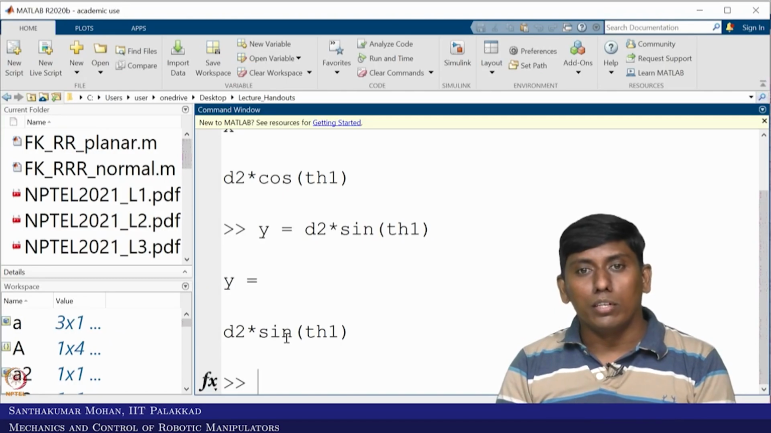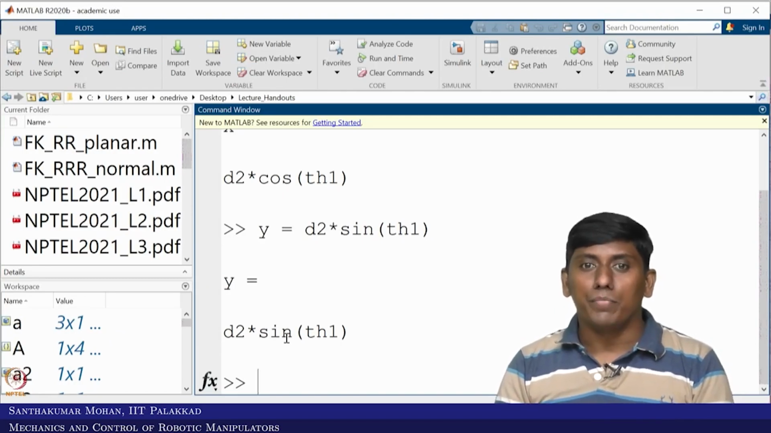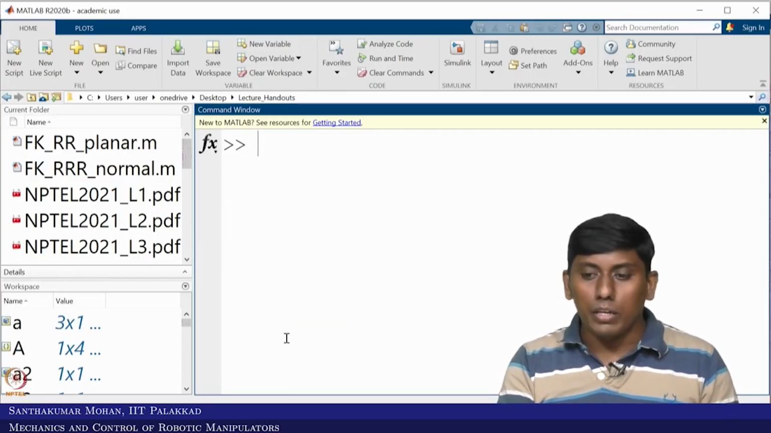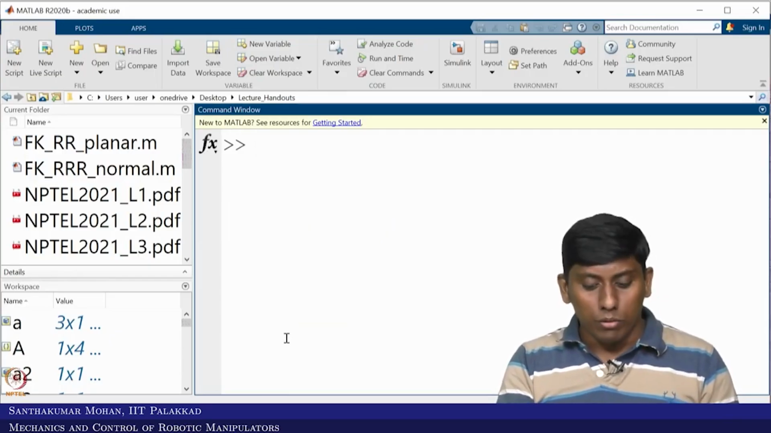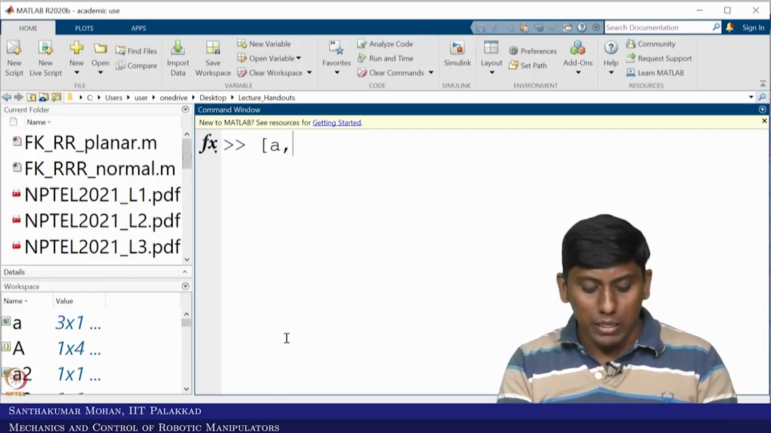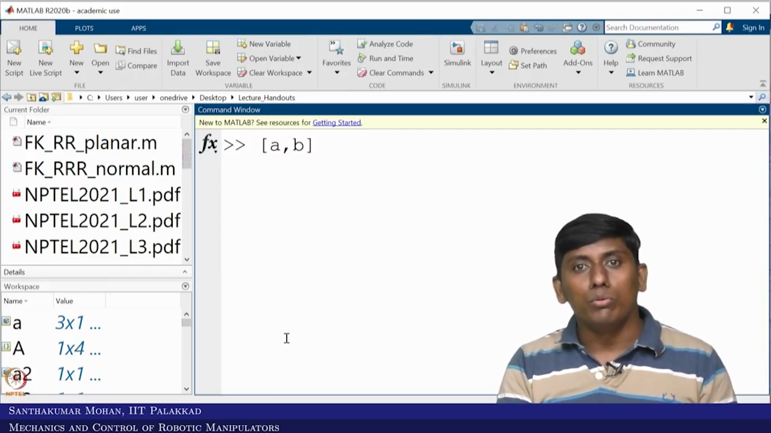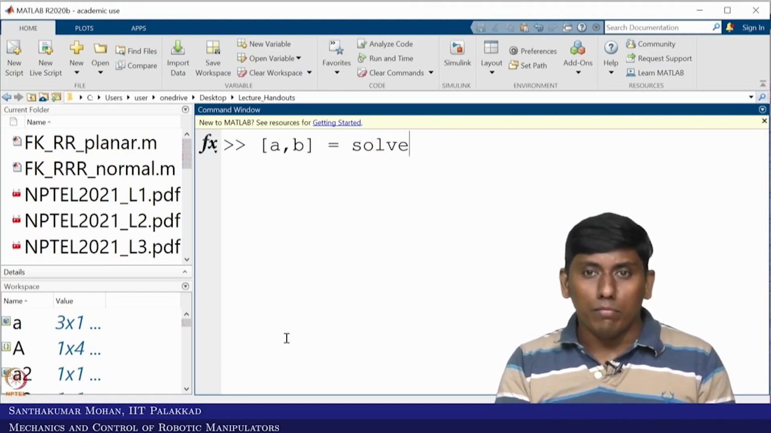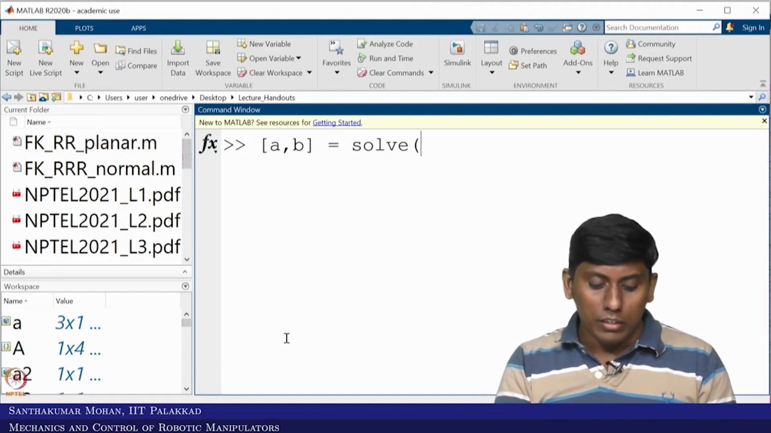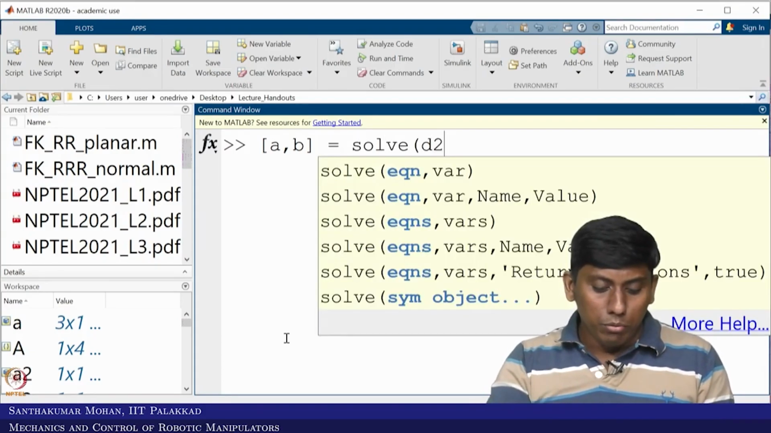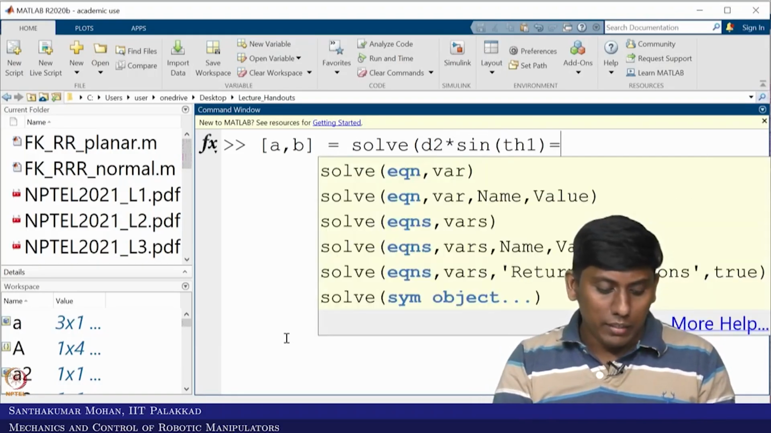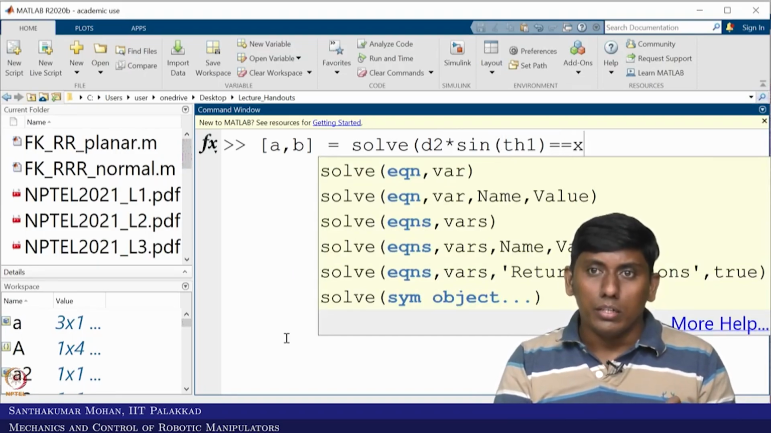Now this forward kinematic solution is given, can I find the inverse kinematic solution? For that we are trying to use the solve command. A and B are the final result, which equal theta 1 and D2. I am just using random variables. I am solving two equations. What equations? D2 sin theta 1 equal to x.